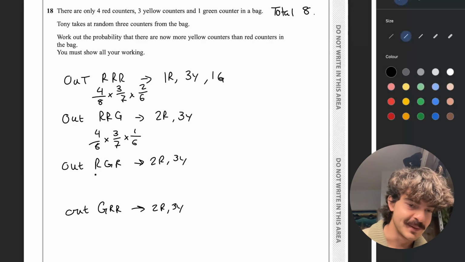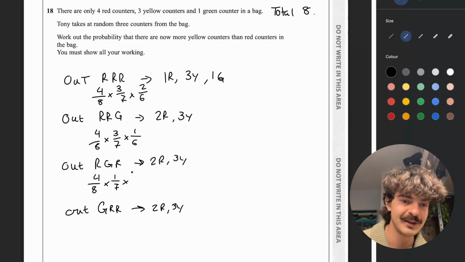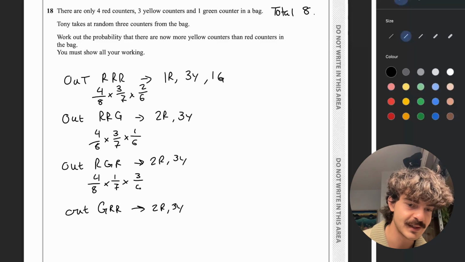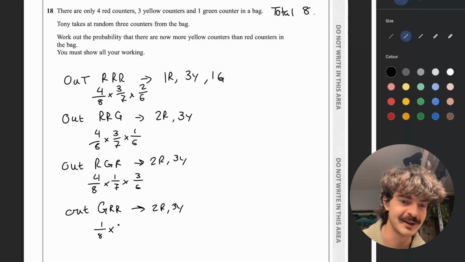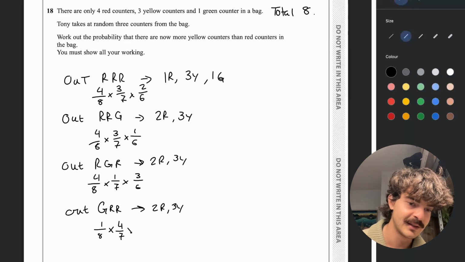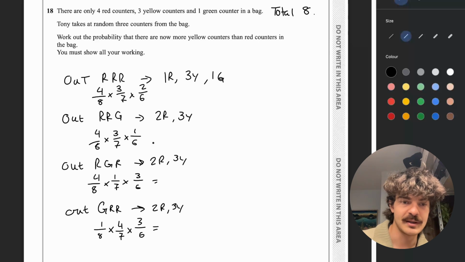And this logic continues once again. 4 over 8 multiplied by 1 over 7, this time over the remaining red counters, 3 over 6. And last but not least, the 1 out of 8 for the green originally, multiplied by the red counter, 4 out of 7, times 3 out of 6. Amazing.